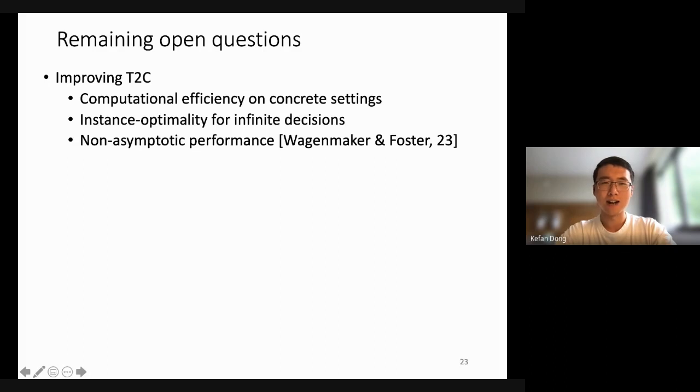And I would like to mention this follow-up work. This is a very nice follow-up work on the non-asymptotic performance of interactive decision making. So basically, they improve the low order term significantly and make it polynomial in the problem dimension.